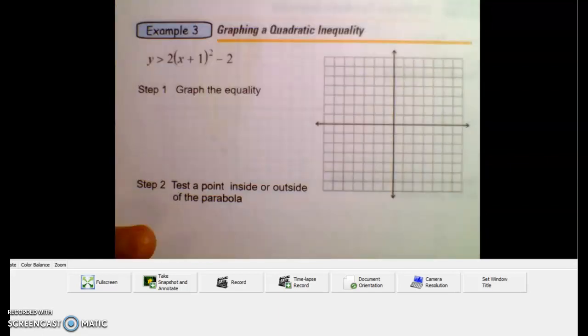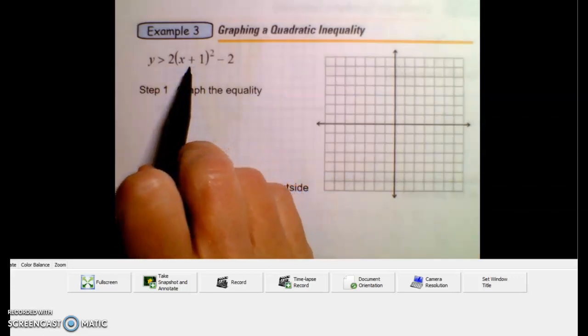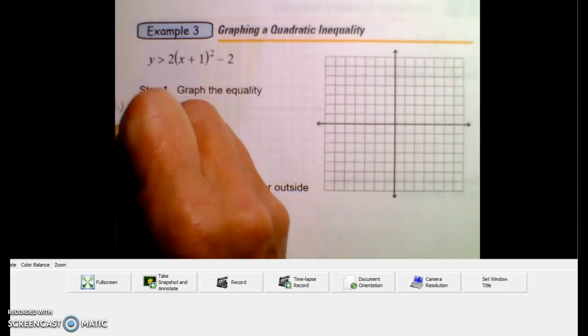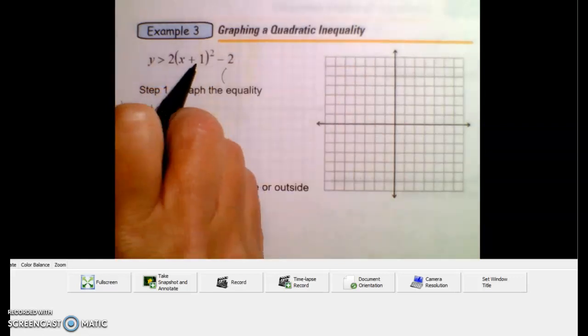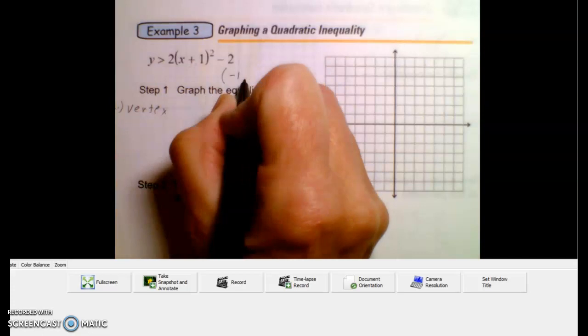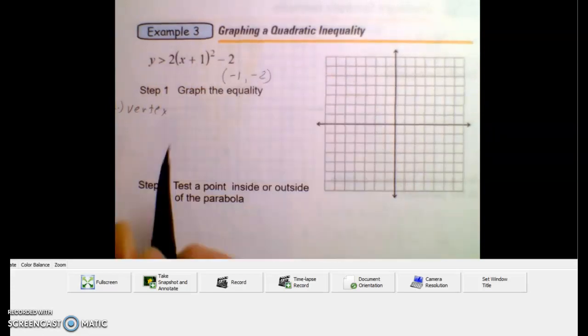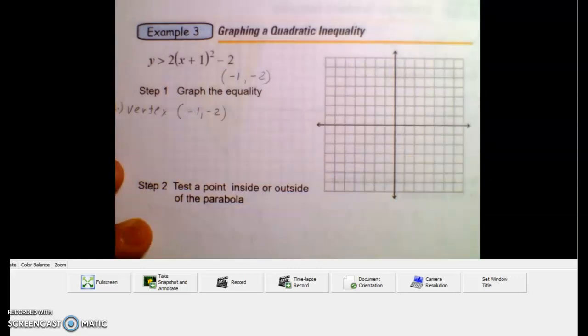Okay, graph number 3 is again in the form where it's a transformation. So we can pull our vertex out of there pretty easily. So step A says find the vertex. All right, so our vertex is the opposite of what's inside, -1, comma, -2. I'm going to write that down here right next to it so I have it. And I'm going to come over here and plot it.